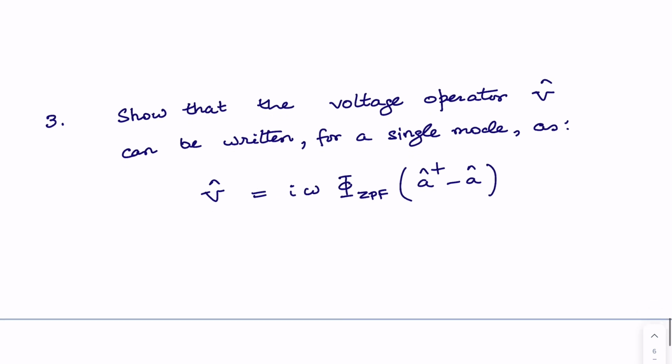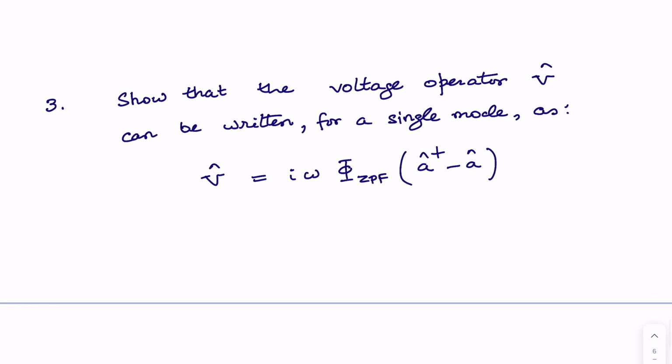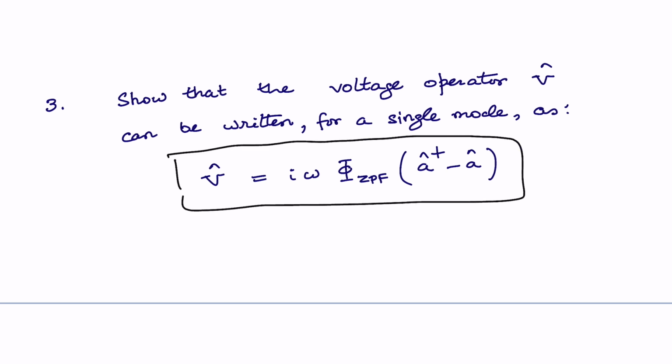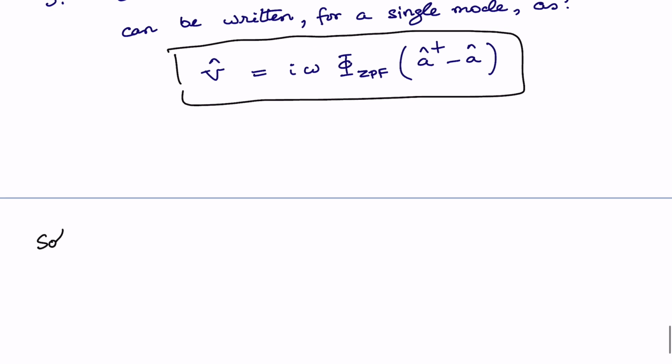Now in this third problem, you are asked to show that the voltage operator V cap can be written for a single mode as this expression. Let's do that. It's an easy problem and it's very short also. Very simply you can show it. To do that, you know that the voltage is nothing but the time rate of change of the magnetic flux. You know it from your elementary physics.